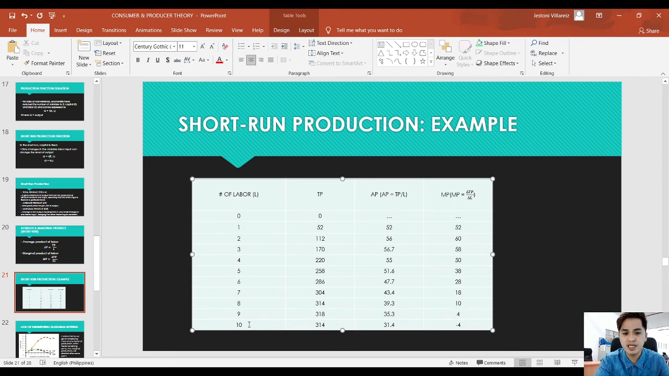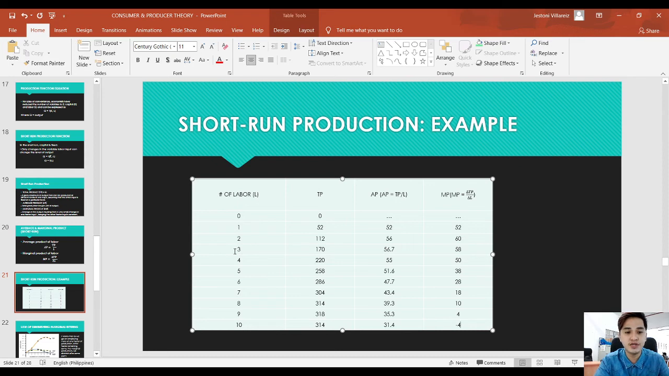Now if you are the business owner and gusto pa jud ka mo add og one more, then your productivity will go down to negative, your marginal productivity, meaning wala na gid sila na contribute sa imong coffee shop kanang imong i-add pa nga additional one.